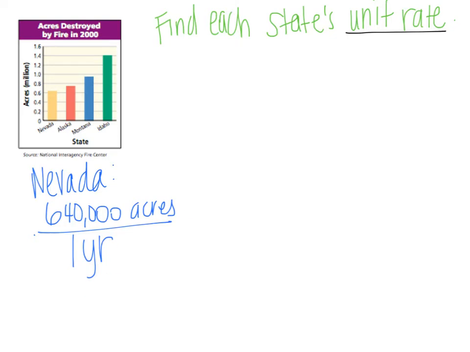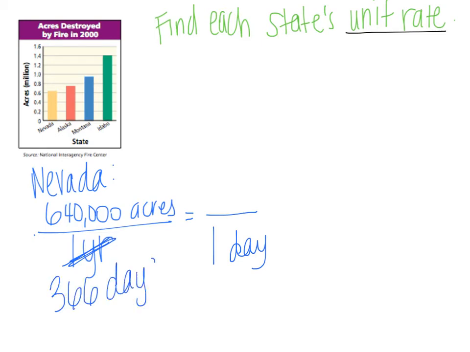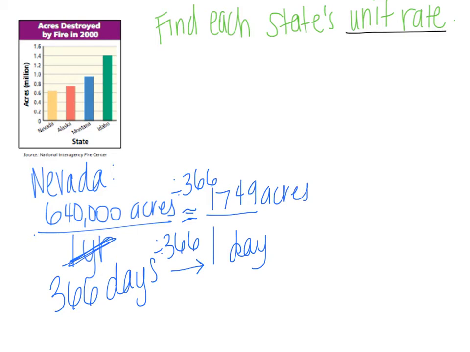So if I want to find the unit rate, I want to find it in 1 day. If we think about this, we can change this 1 year to 366 days. So to go from this denominator to 1 day, we need to divide by 366. So we need to divide the top by 366. And we're going to have to get an estimate. So you get 1,749 acres. I want you to try to do Idaho on your own.